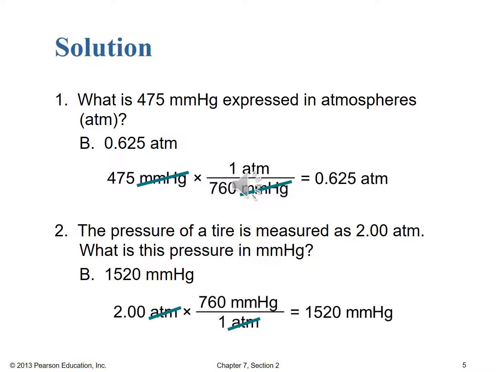For the second question, if we take that 2 atmospheres and we multiply it by 760 millimeters of mercury per 1 atmosphere, we end up with choice B again, only this time the B is for 1520 millimeters of mercury. Okay, so hopefully that was pretty simple and just got you started on this idea of using conversion factors to determine one resulting type of pressure unit when you're starting in a different pressure unit.